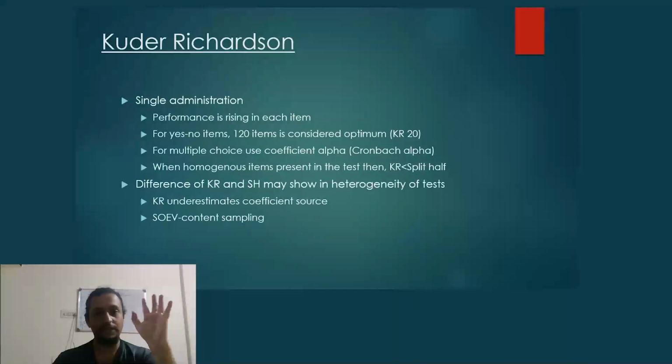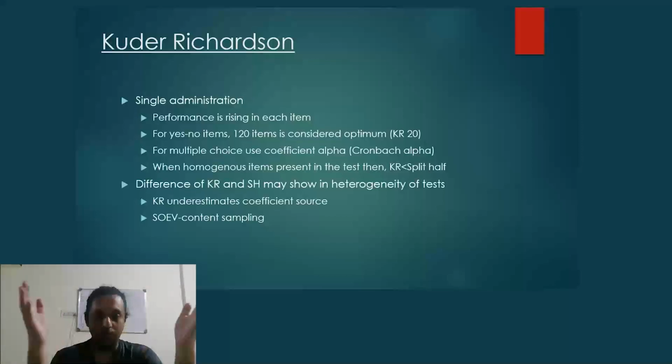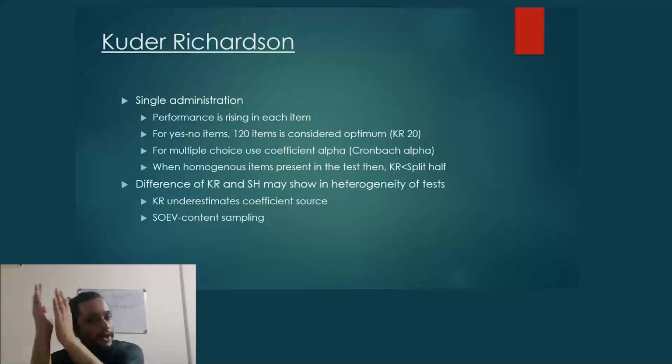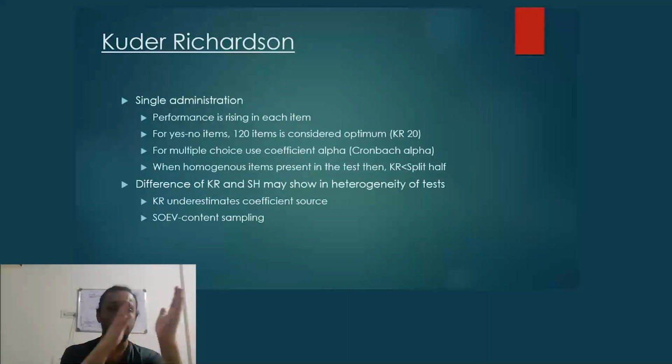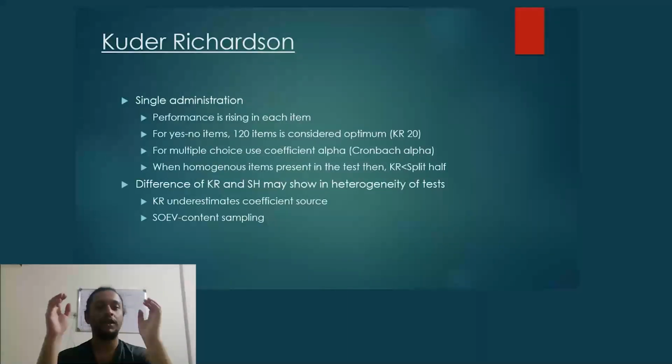Performance rising with each item means that each item gets slightly more difficult. If that is the kind of test you have, then Kuder-Richardson fits in well. It can also be used for yes no items, which is where you use the KR20 formula. Kuder-Richardson produced an entire book of formulas for finding reliability. The 20th one is called KR20. That 20th one is applicable for yes or no type of questions. Okay. And it's most optimum if it's yes or no.